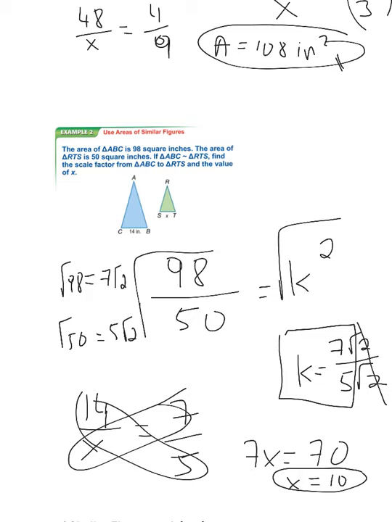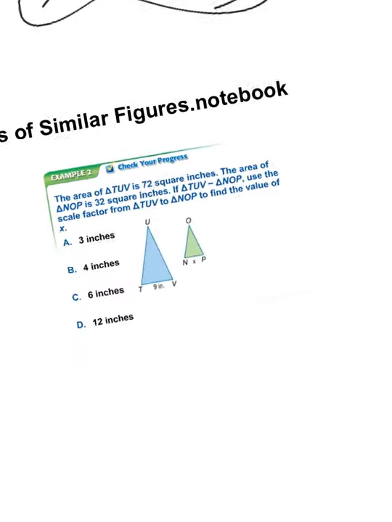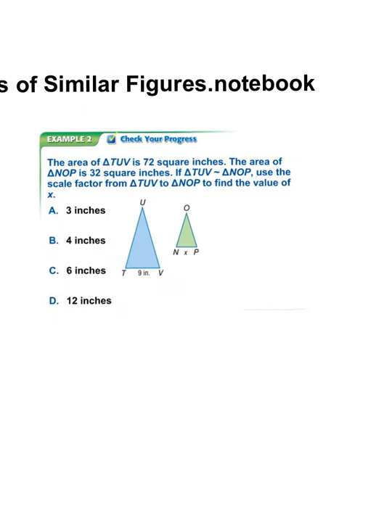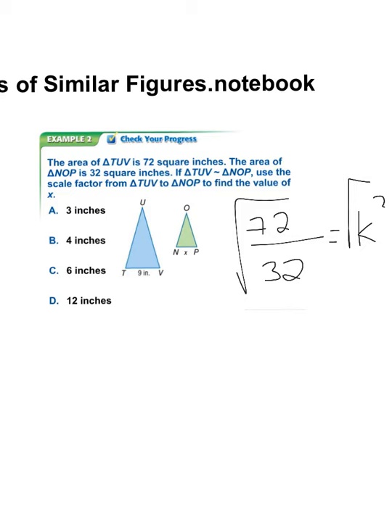So last example I will do quickly. I have to finish this video in 2 minutes because otherwise I cannot post this. So the area of triangle TUV is 72 square inches. The area of NOP is 32. So quickly let's do 72 over 32 is equal to k square. To find k, square root. 72 can be written as 36 times 2, which is 6 radical 2. 32 is 16 times 2, which is 4 radical 2. This is equal to k.